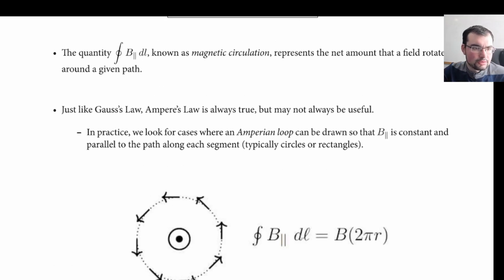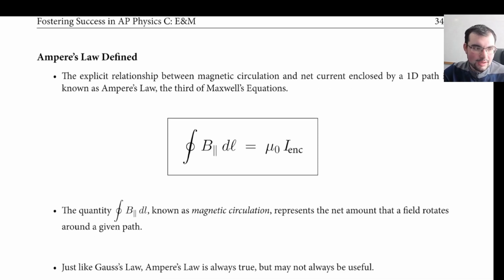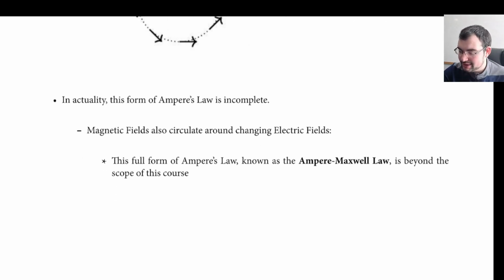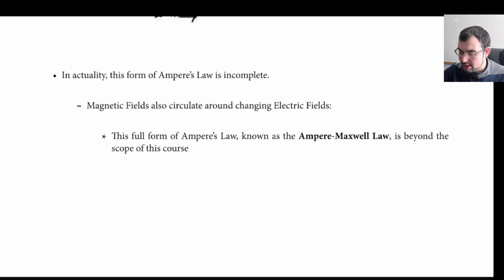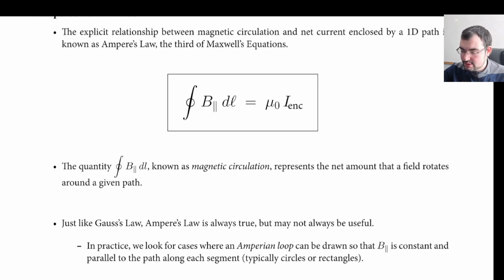And it is actually true that there's a missing term from this Ampere's law that we won't talk about in APC. It turns out you can also get magnetic circulation around changing E fields. And you can think of that as an analog to Faraday, because we said a changing B field induces an electric field. Well, there has to be some symmetry the other way. So it turns out if you change the electric flux through an area, you'll generate a circulating magnetic field. That's known as the Ampere-Maxwell law. We may talk about that at the end of the year just for fun, but this is what we'll be using.